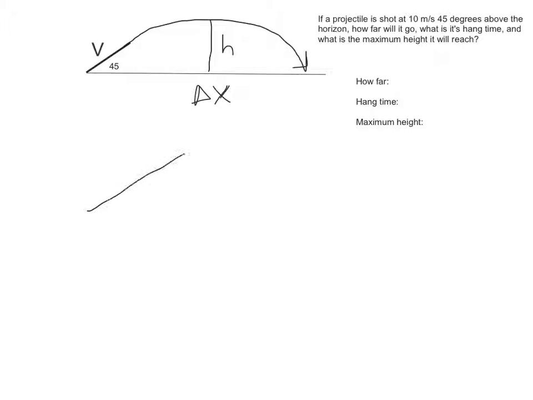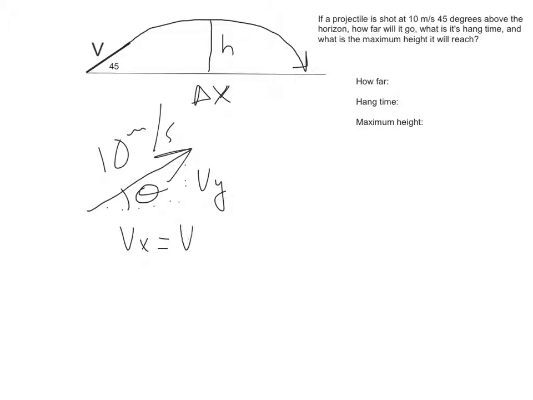So here's my velocity. It's 10 meters per second. But I have a velocity in the x direction as well as a velocity in the y direction. And my angle is right on the inside of this triangle. So using my trig identities, if I have Vx right here, well that's adjacent, so that's going to be cosine, and I have Vy right here, and that's going to be opposite, so that's going to be sine. So my Vx is going to equal V times the cosine of theta, and my Vy is going to equal V times the sine of theta.